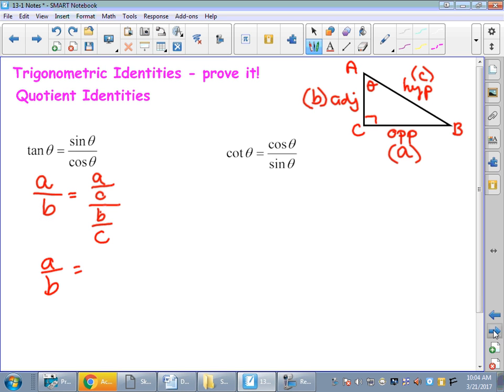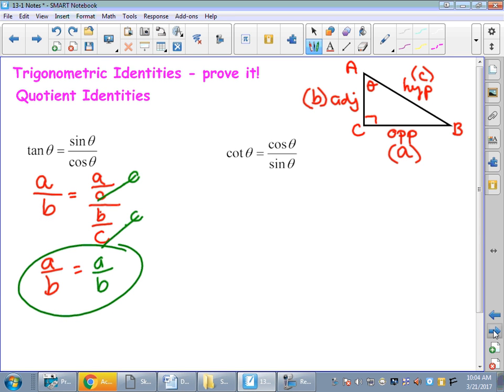To make that match the other side, I've got this complex fraction. I could show division, or I could just multiply both top and bottom by c. Whatever I do to the top, I do to the bottom, and I end up with a over b. This is a true statement always. a over b is equal to itself.